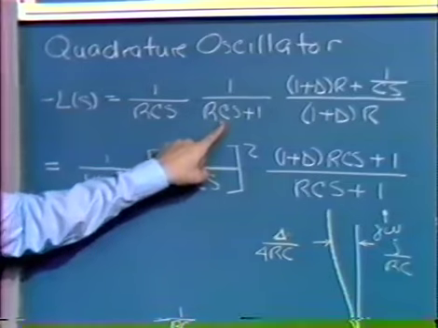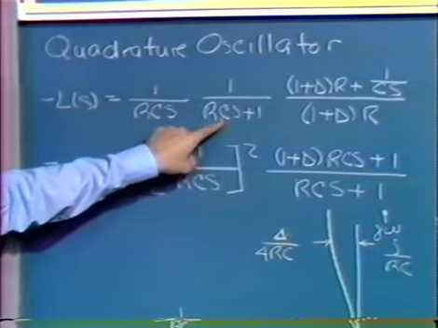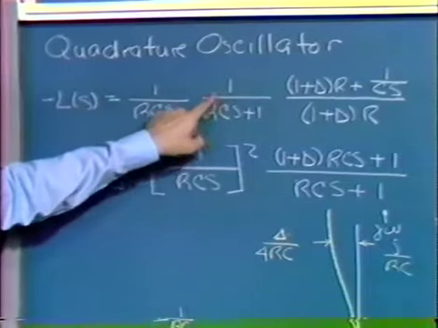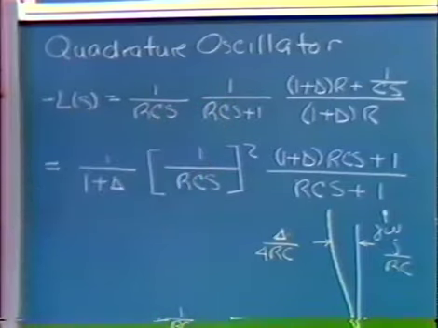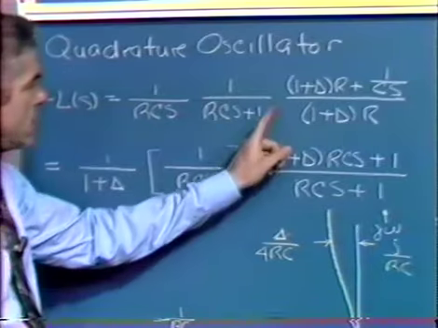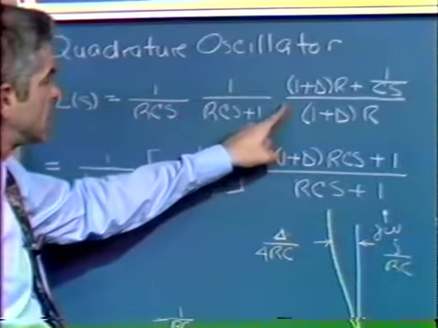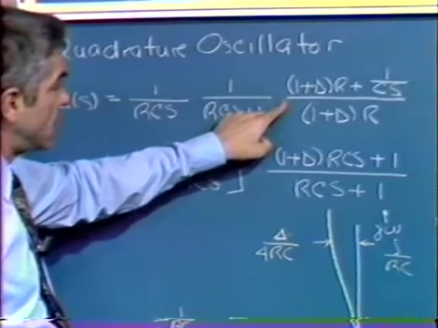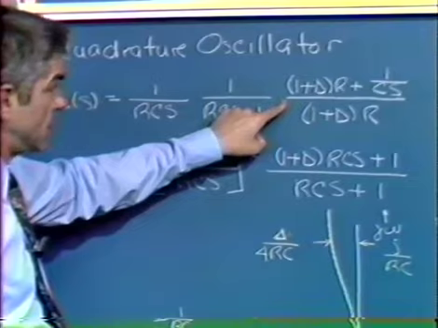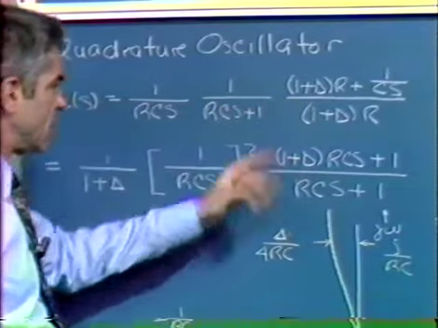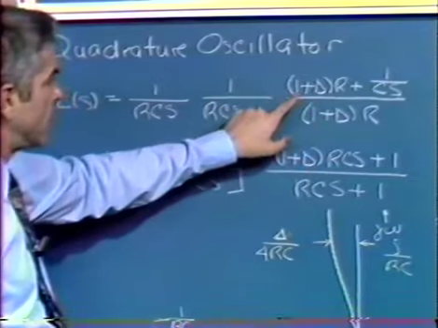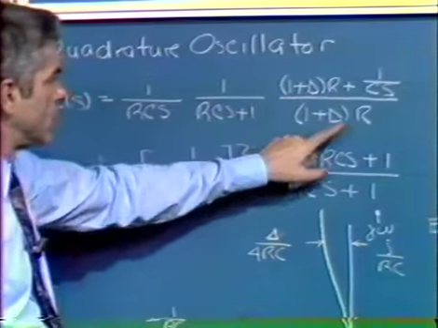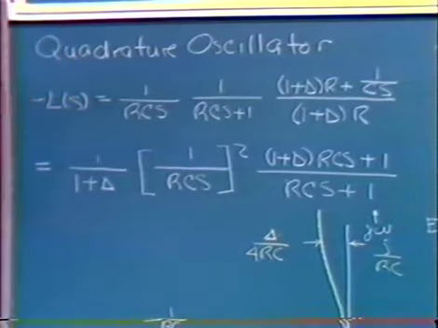We then have the low-pass characteristics of the RC that precedes the second operational amplifier. We get 1 over RCS plus 1. And then we write the transfer function that gives us the gain from the non-inverting input terminal of the second operational amplifier to its output. If we write that exactly, we find that that quantity is 1 plus delta, R plus 1 over CS, over 1 plus delta times R.